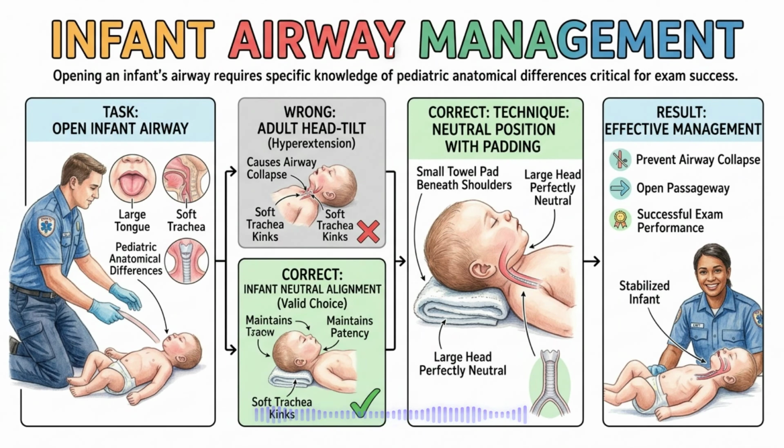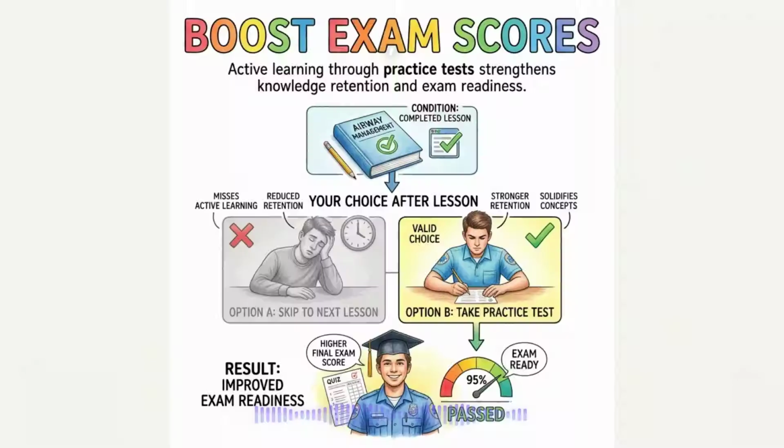When opening the airway of an infant, you must place a small towel pad beneath their shoulders to keep their large head perfectly neutral, preventing the soft airway from kinking. Exam scenarios will frequently test your ability to adapt adult airway techniques safely for these smaller, more fragile patients.